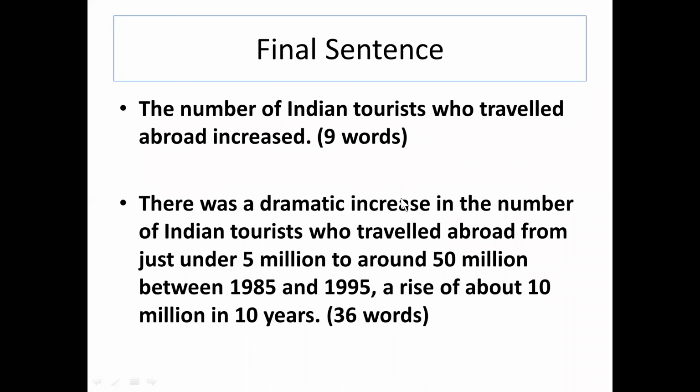So this is the final sentence that we created out of a simple sentence. The sentence that we started with was of 9 words, a simple sentence: the number of Indian tourists who traveled abroad increased. By adding when, by adding an adverb, by adding a noun phrase, we increased the length of the sentence from 9 words to 36 words. This is the way, and there is no need to increase the length of the sentence further. This is a perfect sentence that you can create by writing 1 or 2 sentences in your writing task. I'm sure you'll be able to get a very good score. Thank you so much.